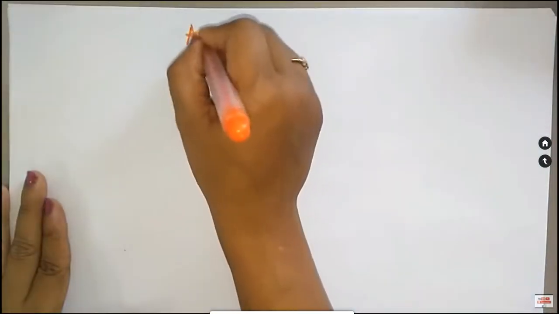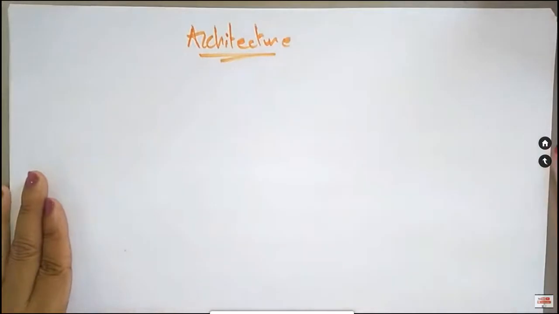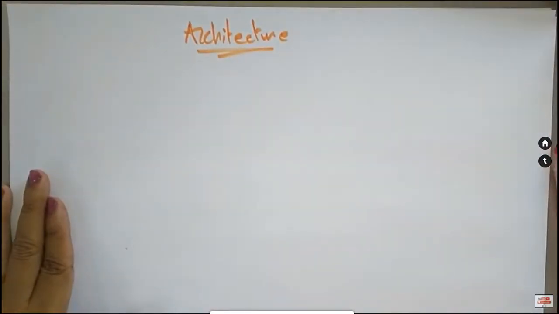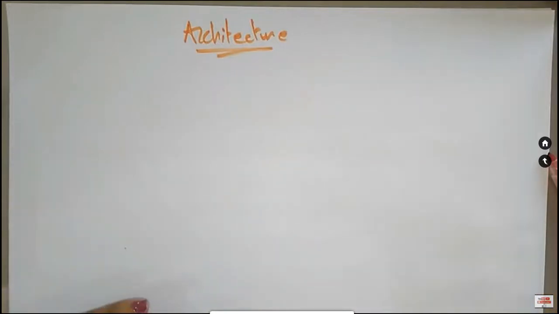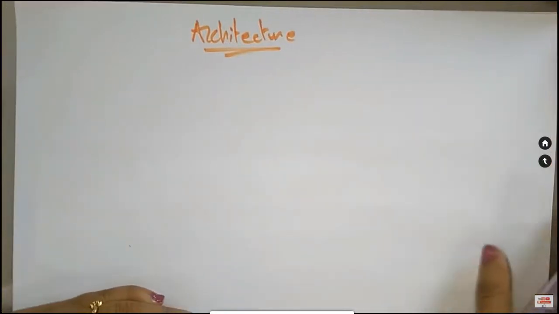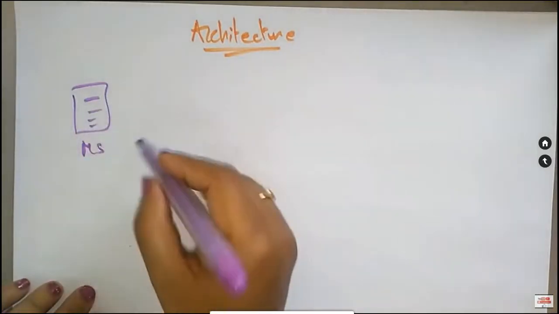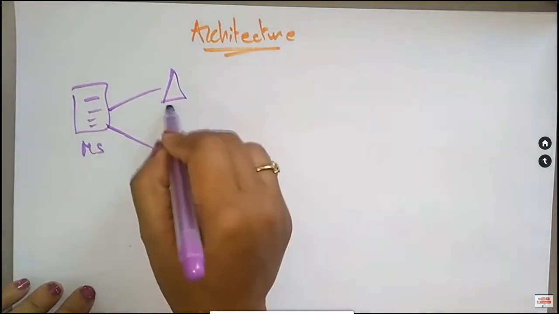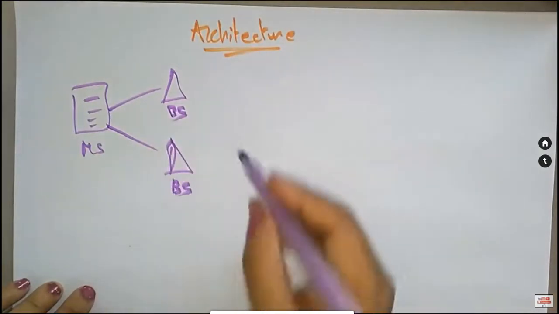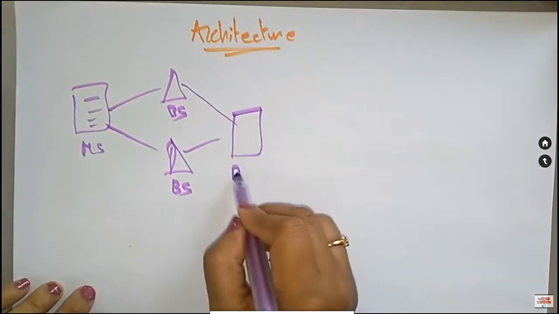Let me show you the architecture. Actually the GSM and GPRS architectures all look similar. The only difference here is they are using some more features, like some extra supporting nodes. So let's take the mobile station. This is a mobile station. The mobile stations are connected to the base stations. These base stations are monitored by the base station controller.